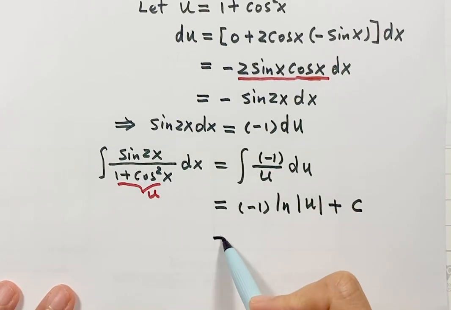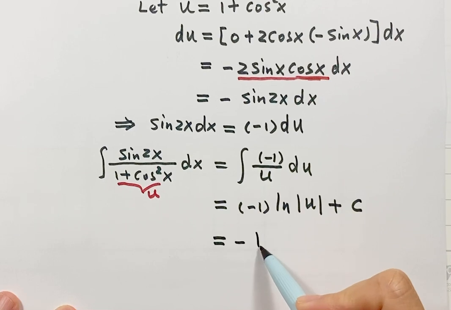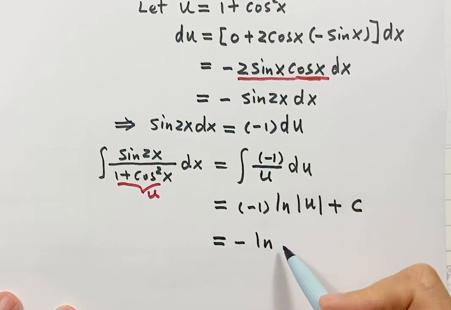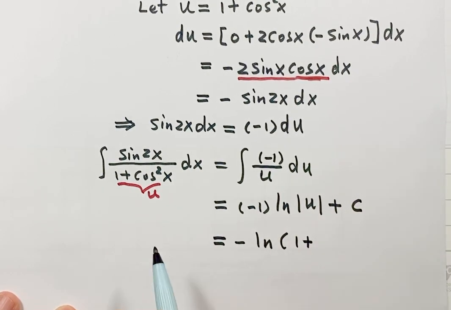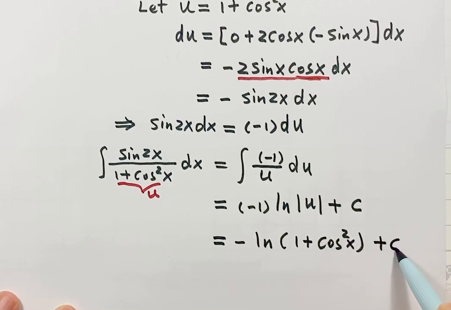Then here, we are going to back substitute. Use this part to replace u. That's a negative natural log of the whole denominator, 1 plus cosine x squared, then plus c.